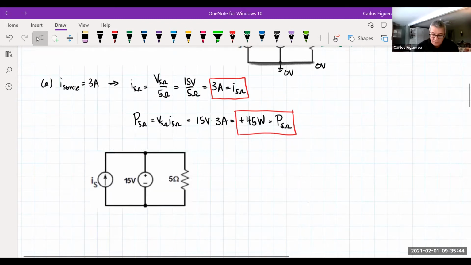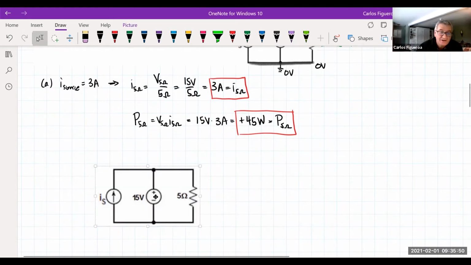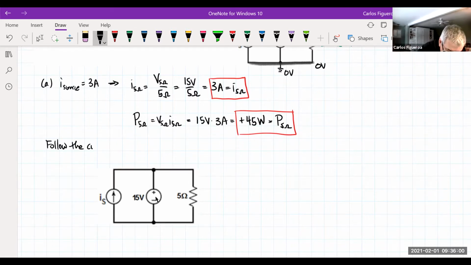Cool. So what we want to do here is that you probably remember there's a commercial for Fruit Loops and it says, follow your nose. Let's follow the current. Okay, so what we want to do here is follow the current in the circuit. And what we do know is that this little SOB is putting out 3 amps. And we just calculated that this guy is 3 amps.